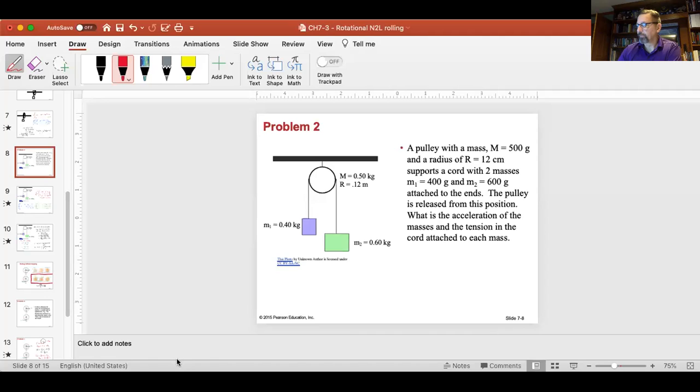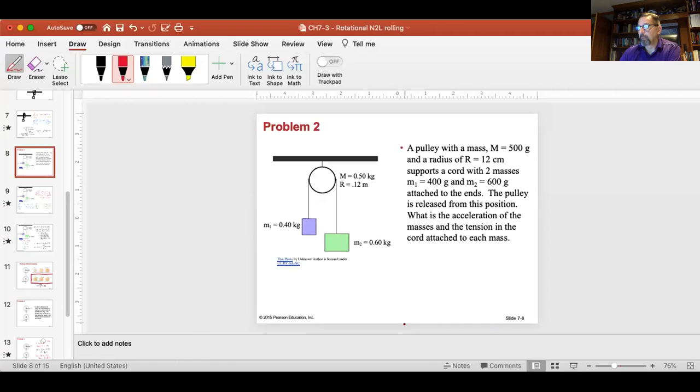Hopefully you're seeing, yep, the green border. This is one of the problems I did. I did two fairly challenging problems in the pre-lecture video having to do with Newton's second law and the rotational analog to Newton's second law, that torque is equal to the moment of inertia times the angular acceleration.